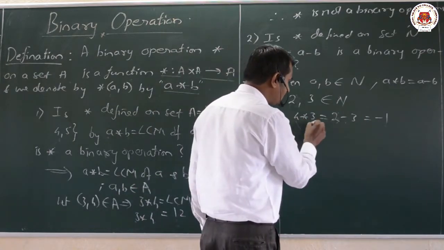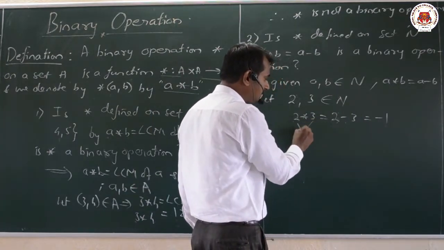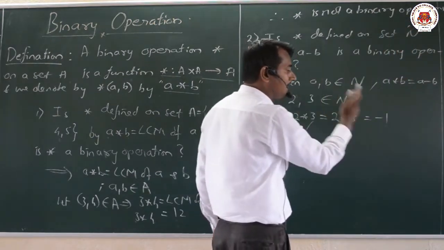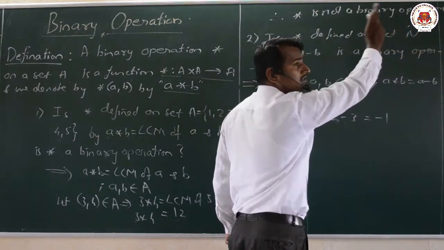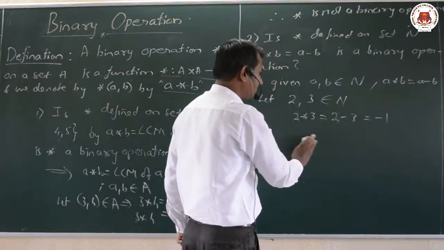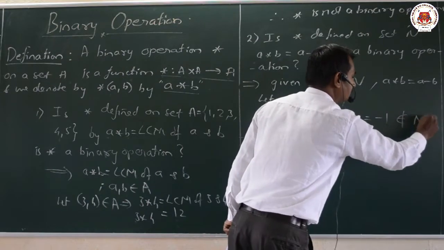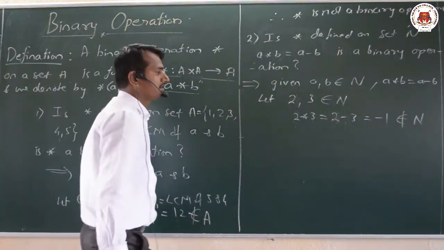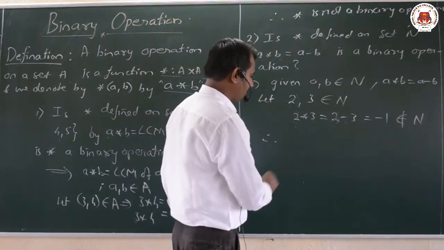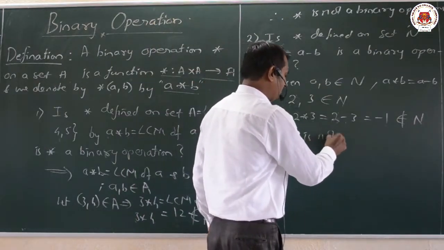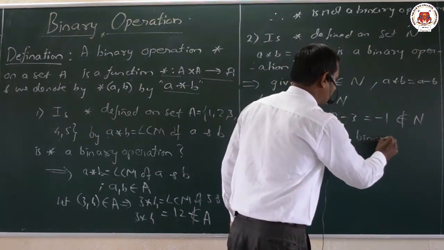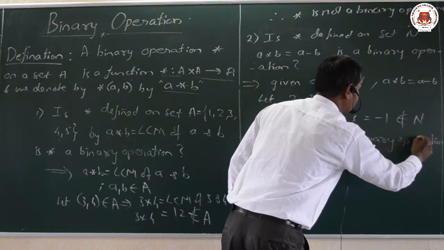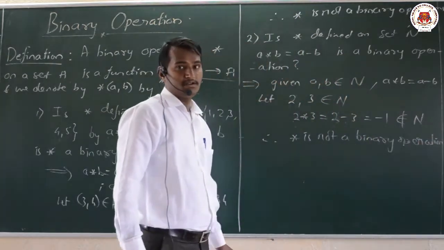That means 2 and 3 both are inputs, they belong to the given set. But here minus 1 does not belong to N, that is the given set. Here also I will write it as does not belong to the set A. Therefore star is not a binary operation.